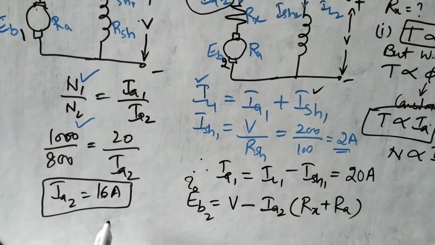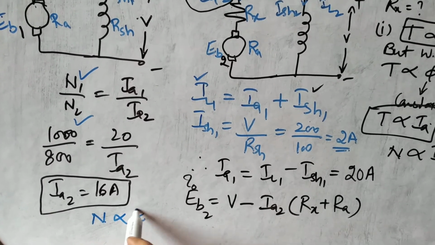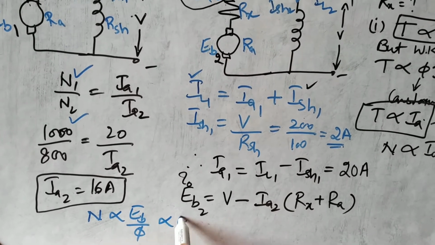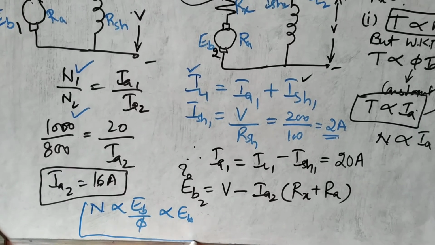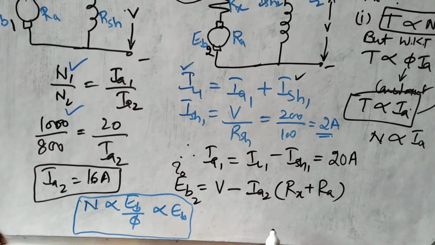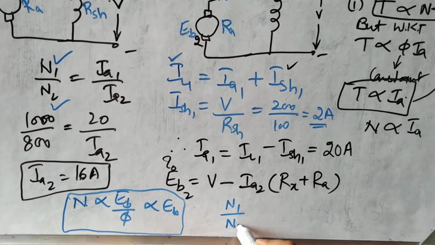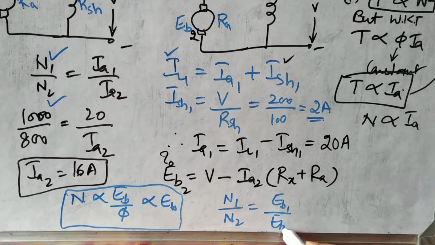We know that speed, that is N, is proportional to EB by flux, but the flux is again constant. So let us take up this relationship and find out what is the value of Rx. So what you will do now? Again we will write the equation N1 by N2 is equal to EB1 divided by EB2.